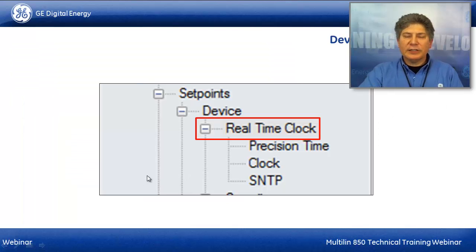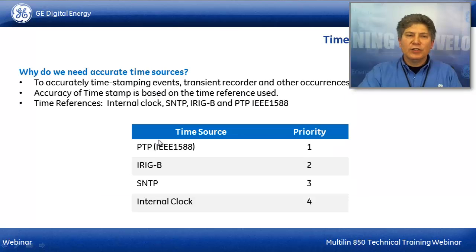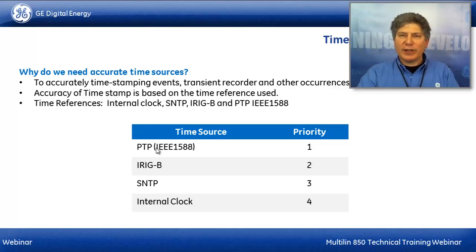We're going to get into the real-time clock located under device. The real-time clock is designed to make sure that we have accurate timing, especially when we're dealing with high-speed communications. We want to make sure that the timestamps, and the references to main protection and backup protection, are adequately recorded with the correct time base. So we have these different choices of time sources. Our PTP, which is our precision time protocol, has the highest priority. IRIG-B being the second. SNTP, the simple network time protocol, being number 3, and then of course the internal clock.